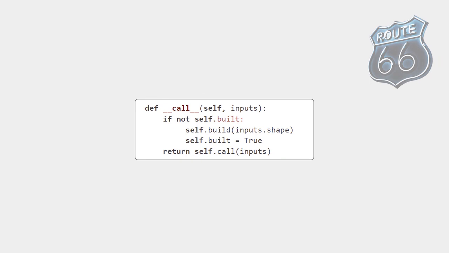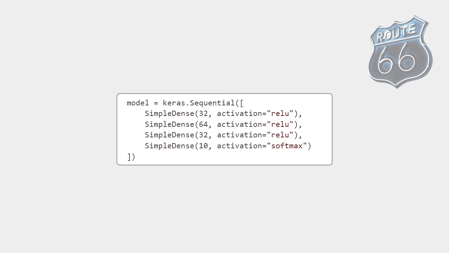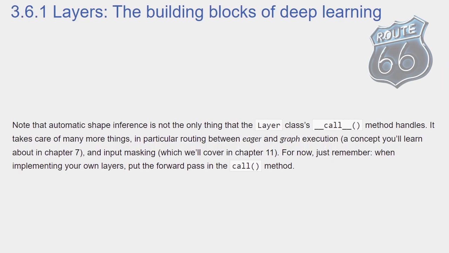__call__ method. In fact, that's why we define the computation in a separate call method rather than in the __call__ method directly. The __call__ method of the base layer schematically looks like this. With automatic shape inference, our previous example becomes simple and neat.